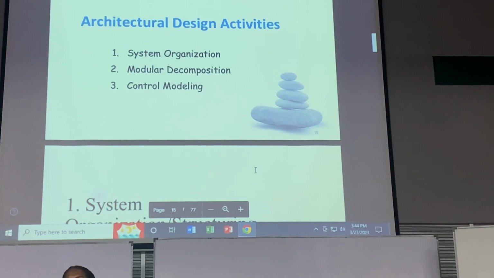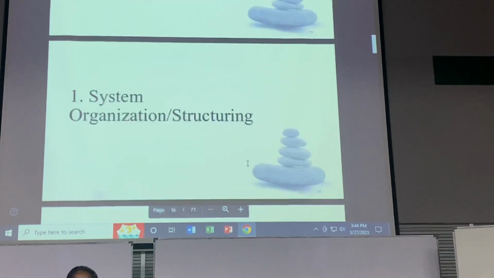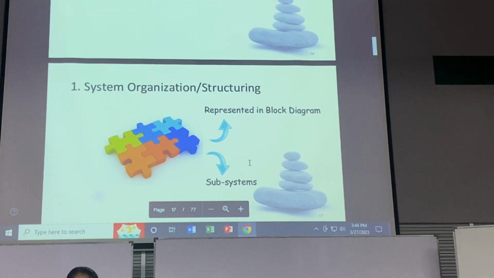Next is the architecture design activity. So what are the activities involved in the architecture design? Just now we talked about the benefits, right? Okay, now what are the activities? So the first activity is system organization or structuring.